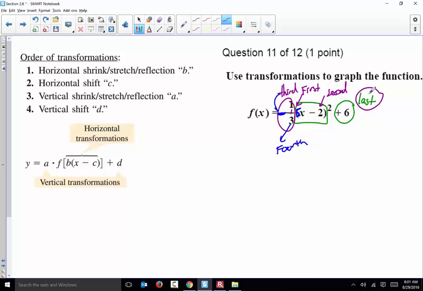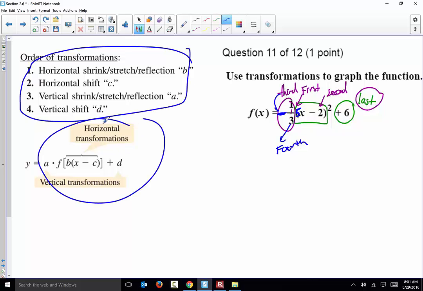This one is last. Again, I'm following this order over here. Horizontal transformations are first, or whatever is happening to x is first, then whatever is happening to the entire function, they are last.